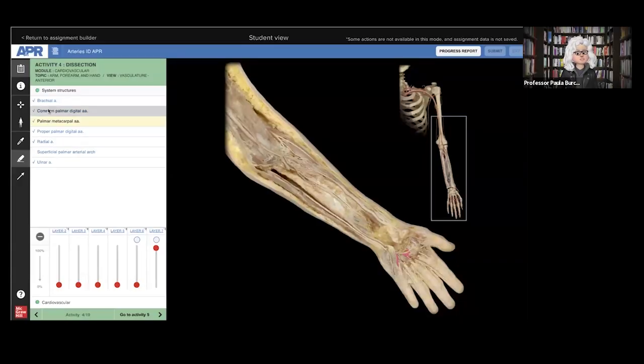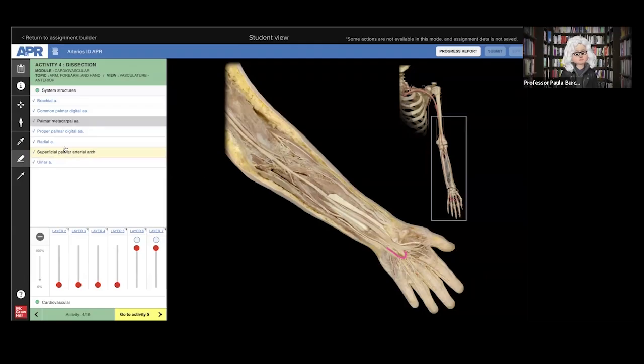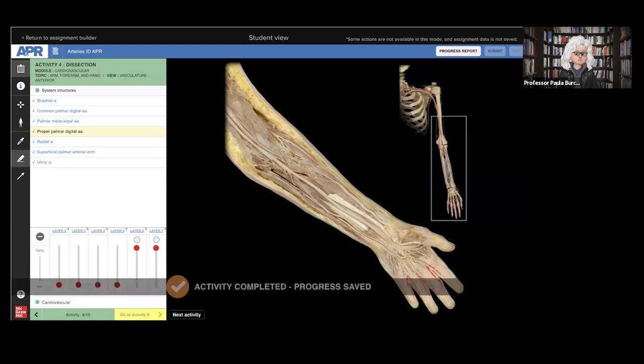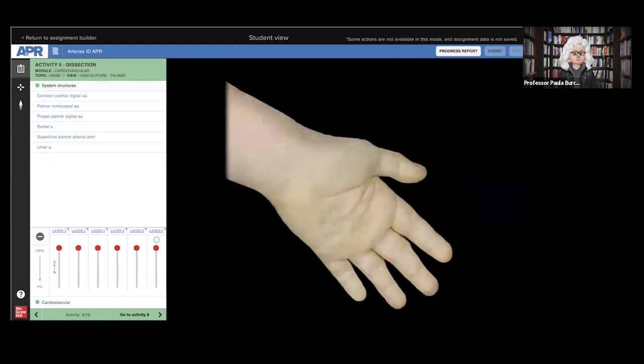Now, if we go back superficial, I want you to notice there's a little arch right there, and that is a superficial palmar arch, arterial arch. So that leads, we're then going to have the common palmar digital coming off, and then we're going to go to the proper palmar digital. Next activity.